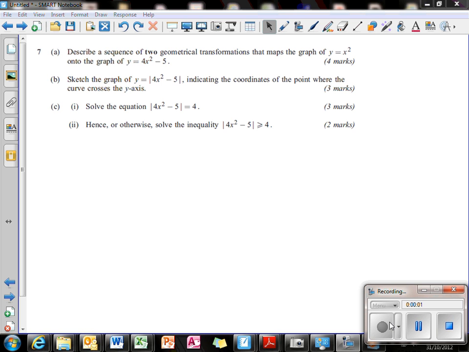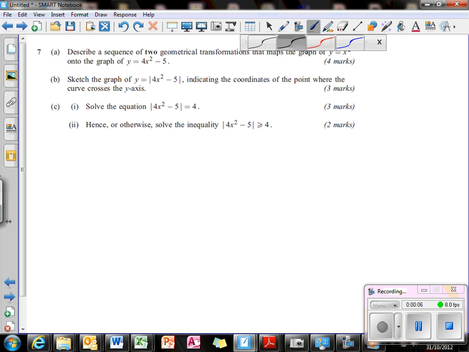Okay, so now we're looking at question 7, which has got a few bits to it. The first part: describe a sequence of two geometrical transformations that maps the graph of y equals x squared onto the graph of y equals 4x squared minus 5. Well, let's have a look at this in two bits. Let's have a look at the x transformation and the y transformation.